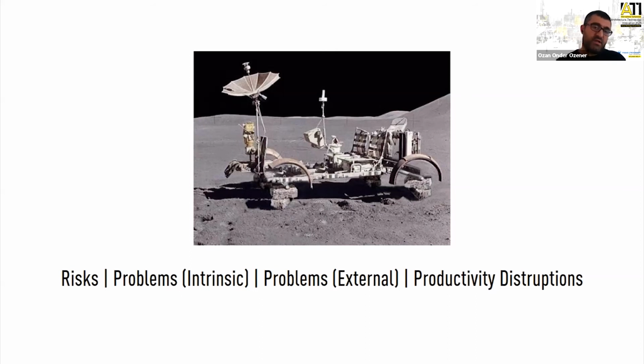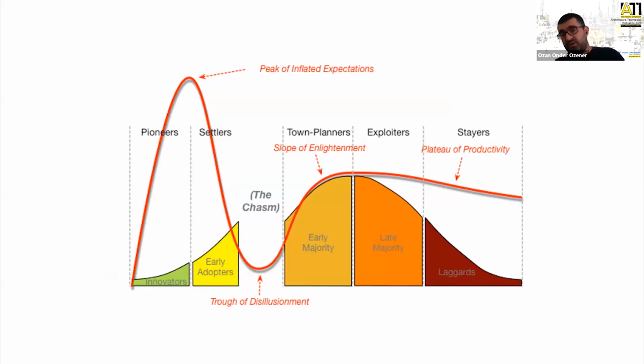And there are some external problems, which are sourced from the context of your process, and they are not easy to solve, and maybe they are impossible to solve. And then you realize that there can be some productivity disruptions. So let's look at this one. This is the famous J curve. When you adopt it, the people in the market think that it's a very nice piece of technology to use, and they maybe exaggerate it and create a very big expectation.